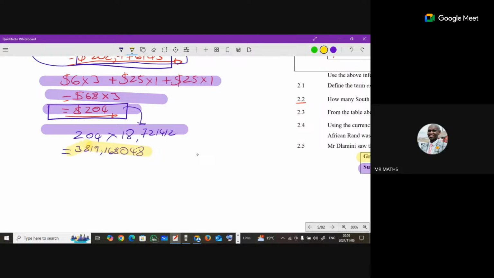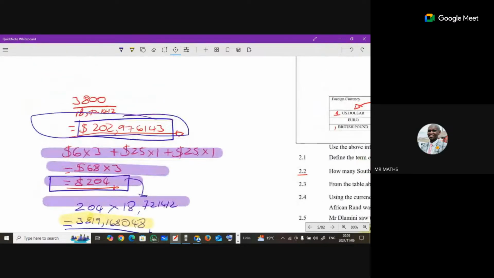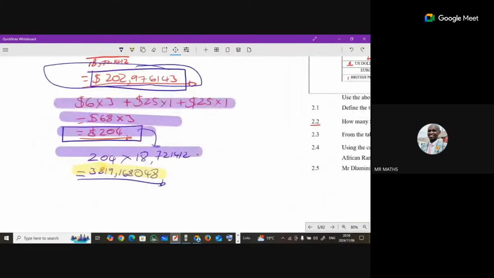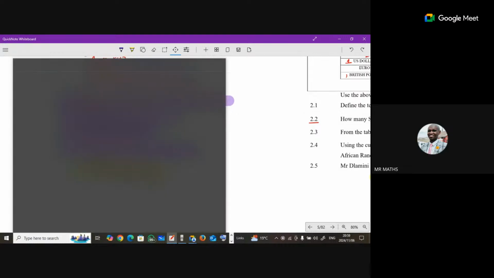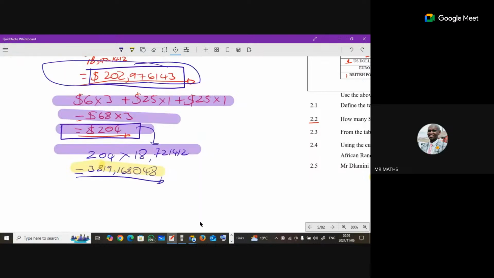Are we together? This is the amount in terms of rands that they will need. How much do they have? We were told that they have 3,800, but they need more than 3,800. They are short by 19 rand and something. So still they are under budget, so they will not be able to get whatever they want. So this is how to answer that question.